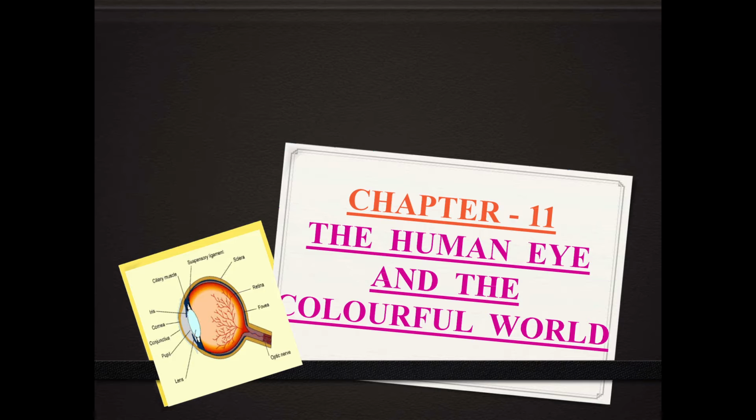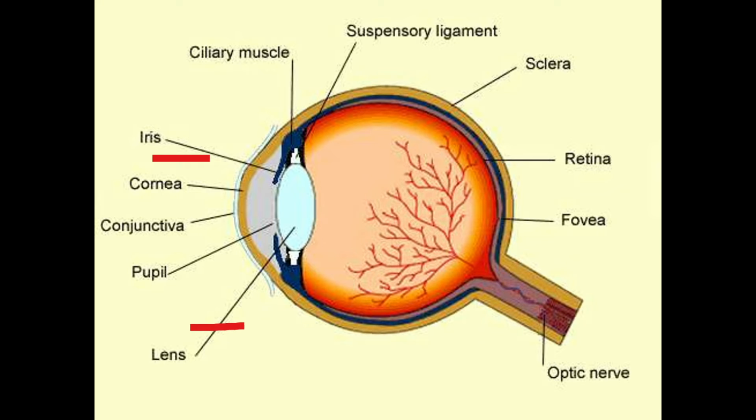In this chapter, we'll be learning about structure and working of human eye, some common eye defects and their corrections, refraction of light through a glass prism, dispersion of light, atmospheric refraction, and some natural phenomena like advanced sunrise and delayed sunset. So, our first topic is to understand the structure and working of human eye.